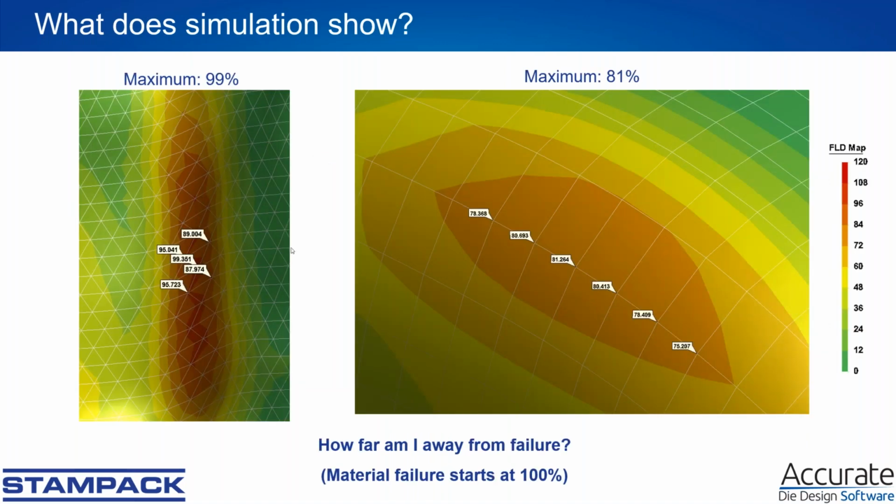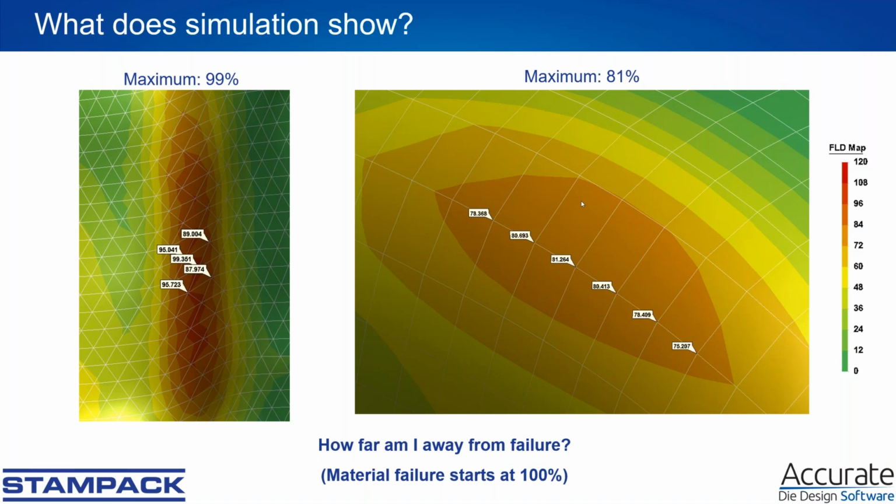Even better and even more important, the software can tell you how far you are away from failure. So typically, we see here a number between 0 and 100, and material failure is at 100%. On the left-hand side, for example, simulation predicts a maximum value of 99, and 99 is so close to 100 that you know immediately, okay, it's not safe to go to production, because a slight change in the production conditions will lead to a crack. On the contrary, on the right-hand side, the maximum value is 81. And when you have a maximum value of 81, then there is a lot of margin left in your process. So it's not risky at all. It's perfectly safe. And no matter how the conditions change in production, you have a safe process.